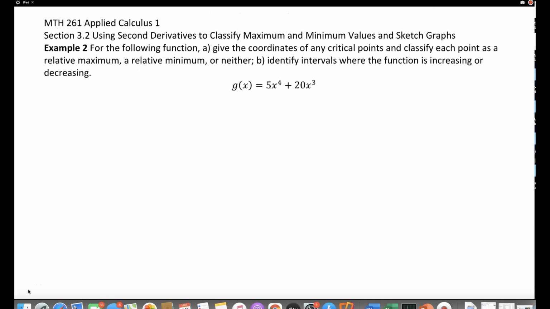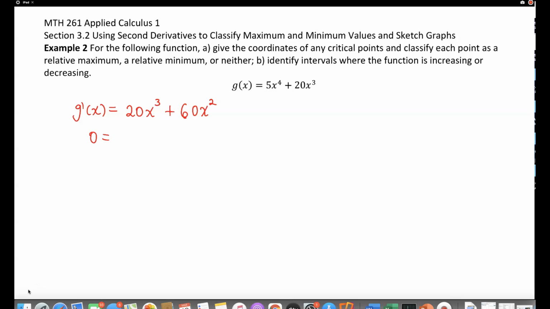For the following function, give the coordinate of any critical points. To find the critical points, we first find the first derivative. What is g prime of x? That is 20x to the third power plus 60x squared, isn't it? Yep. So to find the critical value, set it equal to 0.